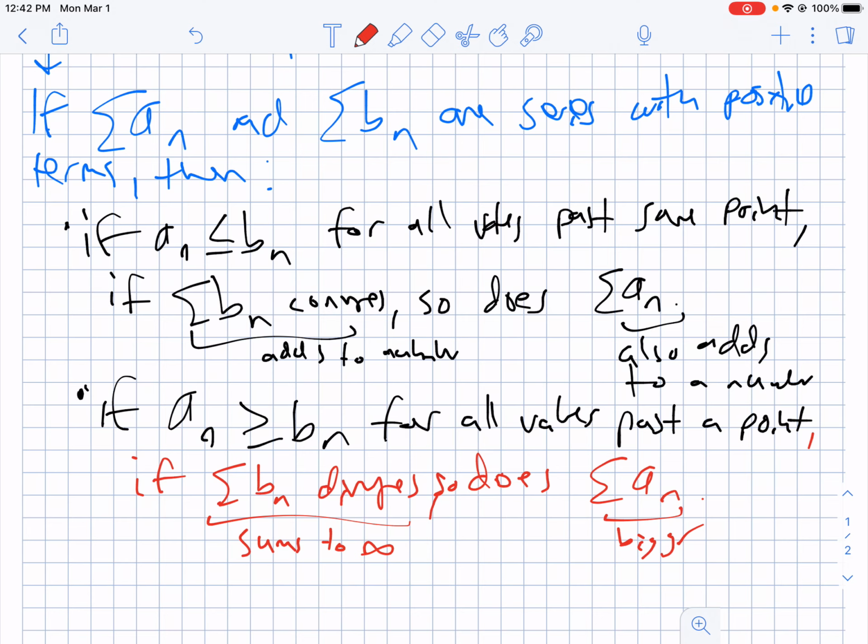That if you have something that goes to infinity and you have something bigger, it also goes to infinity. If you have something that adds to a number and then something smaller, then that also is going to sum to some kind of number.